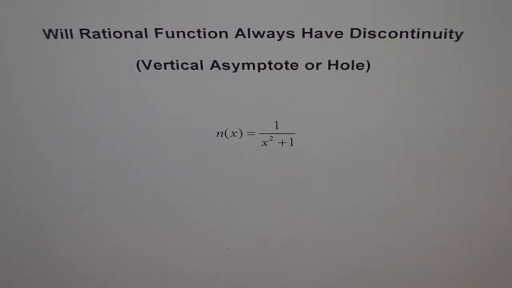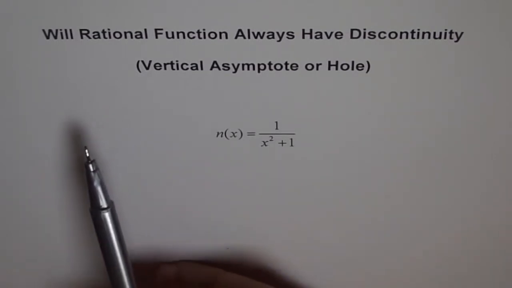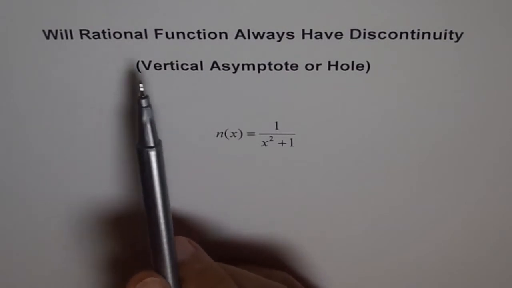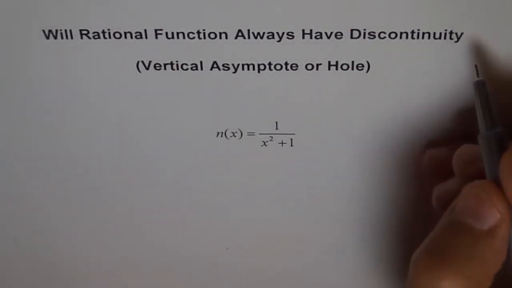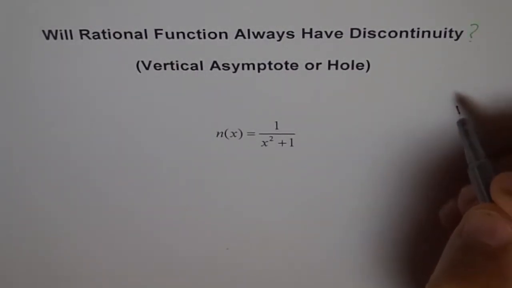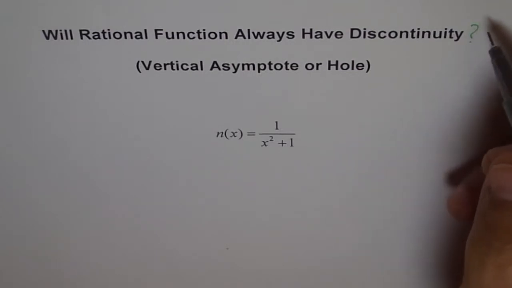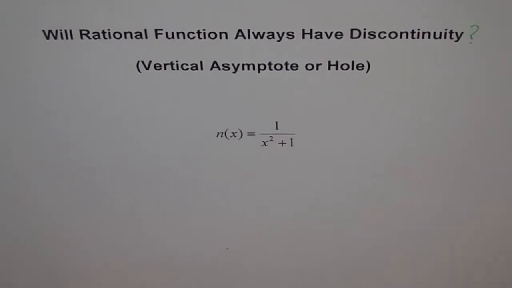Here is a very interesting question. It is asked in communication and thinking problems. The question is, will a rational function always have a discontinuity? A discontinuity type normally you've seen. A rational function has a vertical asymptote or a hole, right?